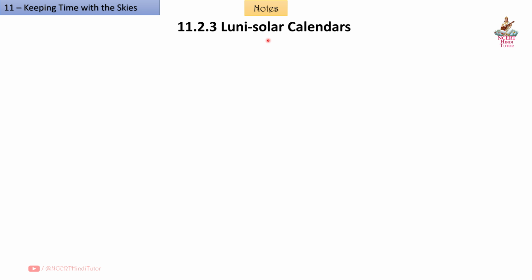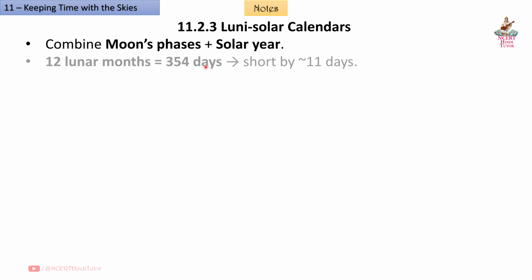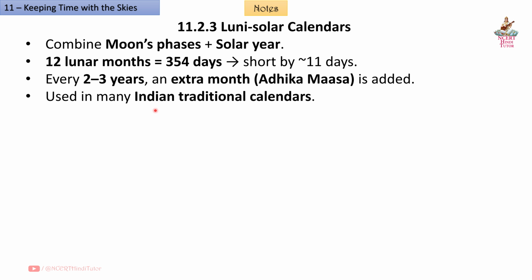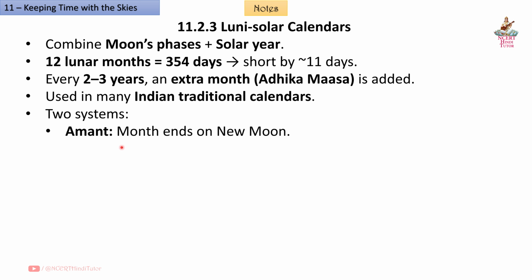11.2.3 Luni-solar calendars. Combine moon's phases plus solar year. 12 lunar months equals 354 days. Short by approximately 11 days. Every 2 to 3 years an extra month, Adhik Mas, is added. Used in many Indian traditional calendars. Two systems: Amanta, a month ends on new moon; Purnimant, month ends on full moon.